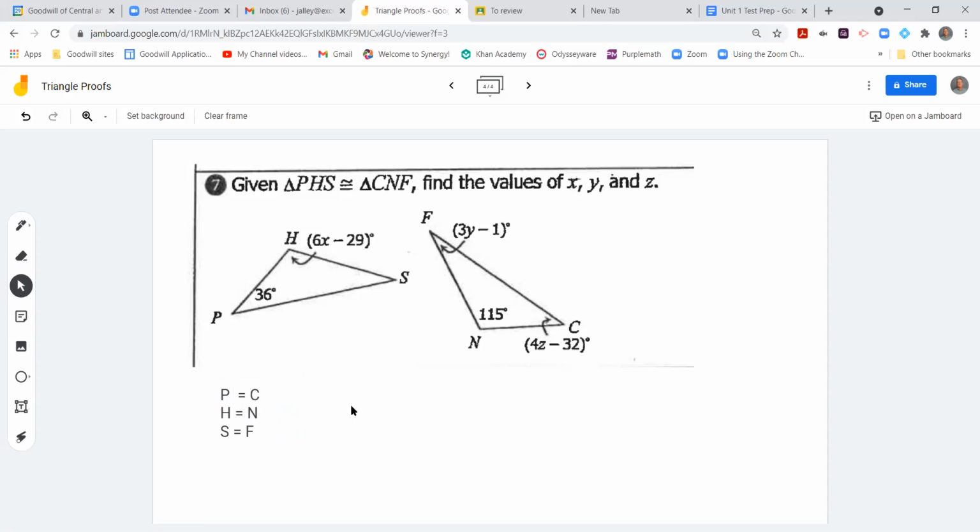So if I'm trying to find the value for X here, I've got angle H is 6X minus 29. What does H equal? I just wrote it out.